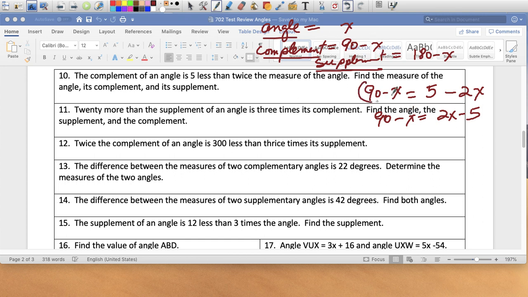I would have put this in parentheses, but since when I remove it becomes the same in this case, it was okay not to put the parentheses. Okay. So now it's just simple solving the problem. So let's do plus x on each side, you get 3x, plus 5 on each side, you get 95, divide by 3, and x equals, don't tell me this is going to be a decimal.